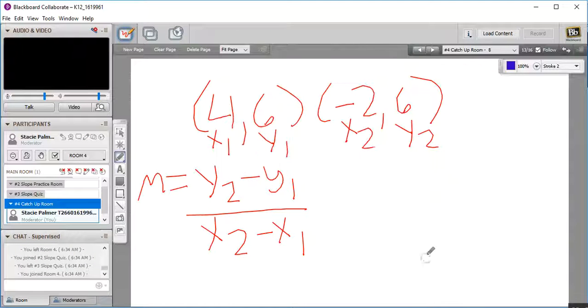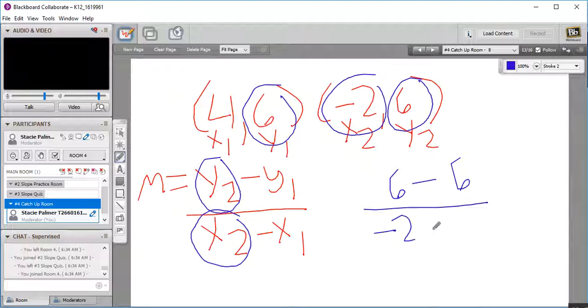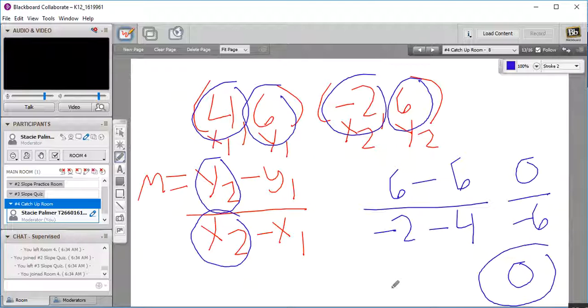So to find the slope, we take the y of our second ordered pair, and this is the y coordinate, so that's going to be 6, minus the y of our first, which is 6, over the x of our second, which is -2, minus the x of our first, which is 4. So now when we simplify this, we end up getting a 0 over -6. 0 divided by anything is always 0. So the slope of this line is a 0.